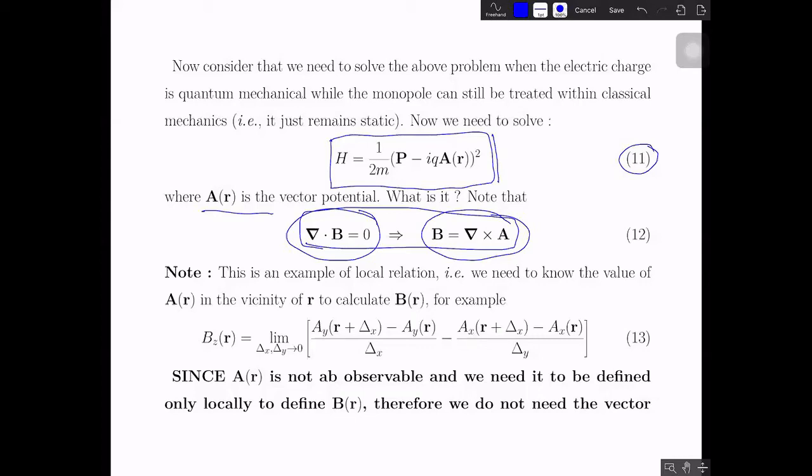But note that this is an example of what is called a local relation, and what it means is that we need to know the value of this vector potential in the vicinity of a point R to calculate the magnetic field at that R. For example, the Z component of the magnetic field is given by this expression, which requires us to know the vector potential in the vicinity of that point. Yeah, I could make this more mathematical, but it's basically knowing the vector potential in an epsilon neighborhood.